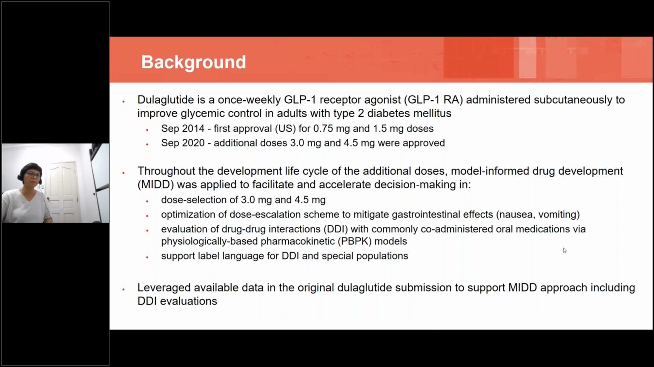And the reason why we are able to utilize a model-informed drug development approach here is because there's actually a lot of data already available in the original dulaglutide submission. So we leverage on this vast amount of data and use that to build our models to take this MIDD approach for, you know, the various decisions that were driven with model-informed drug development. I'm just going to move to the next slide.